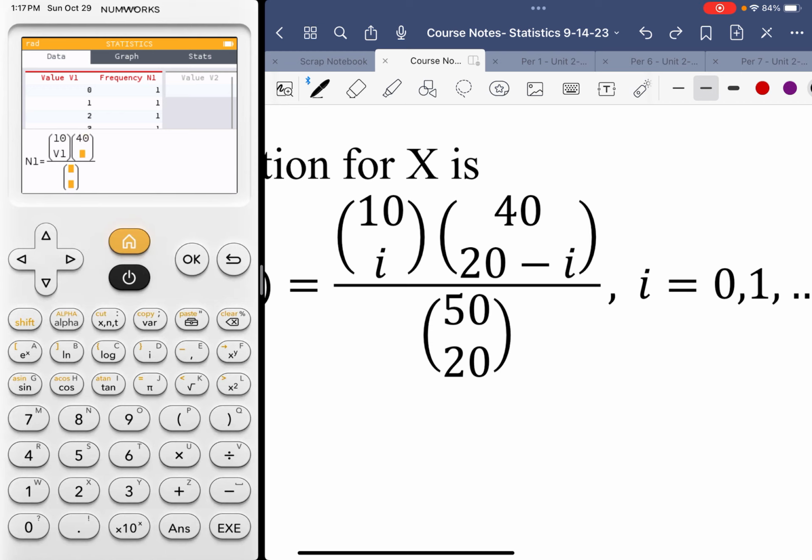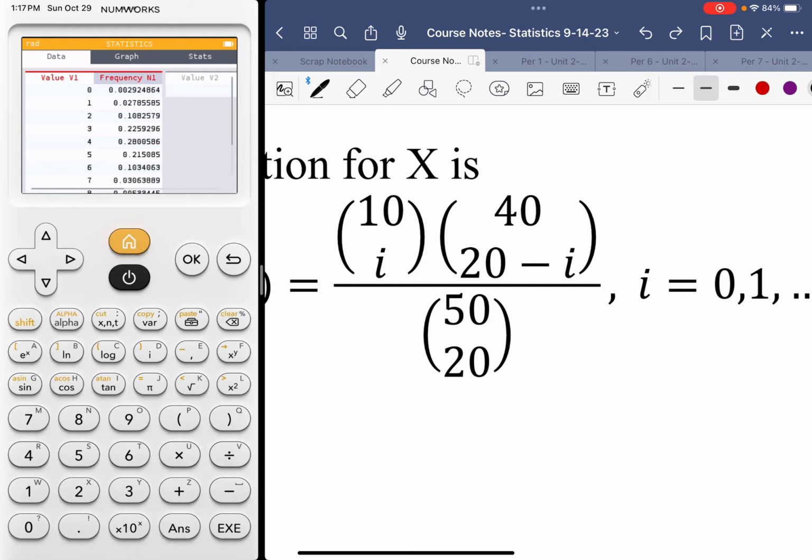Then 40 on the top, and whatever was not in V1 is what I want here. So out of the 20 people, I would subtract whatever's in V1. And then my 50/20 in the bottom. Putting this in, hitting OK will give me all the values in one shot.